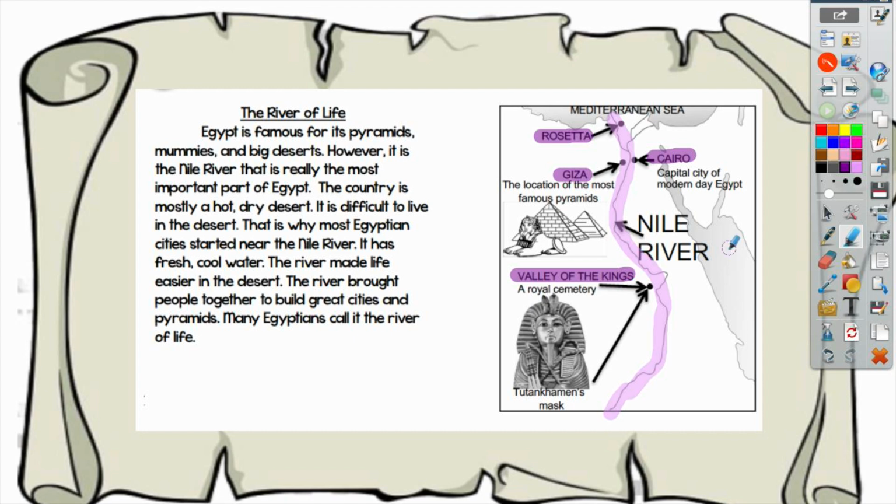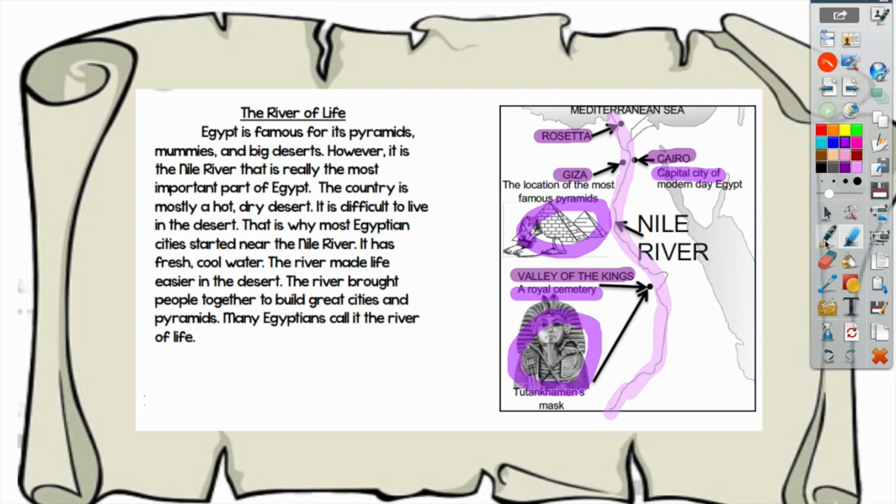In addition to this, our map also points out important landmarks as well as important places. These places include the famous pyramids, the capital, which is Cairo of Egypt, as well as the royal cemetery, as well as where you can find King Tut's mask.